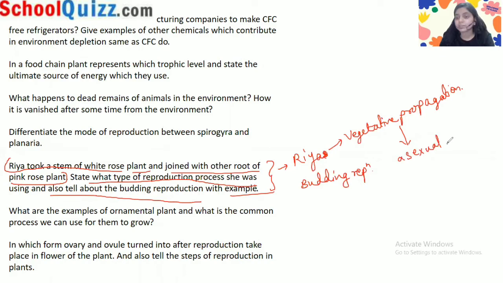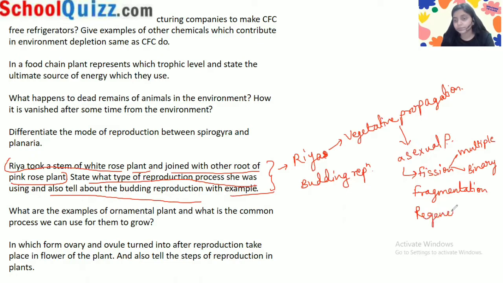Okay, how many types of asexual reproduction are there? Tell me in the comment section. Firstly, there is fission, which we have read. In fission there are multiple and binary fission. Next, there is fragmentation. Then there is regeneration. Then vegetative propagation, so I'm writing it in short form. And then there is budding and spore formation. So these are the types of asexual reproduction.